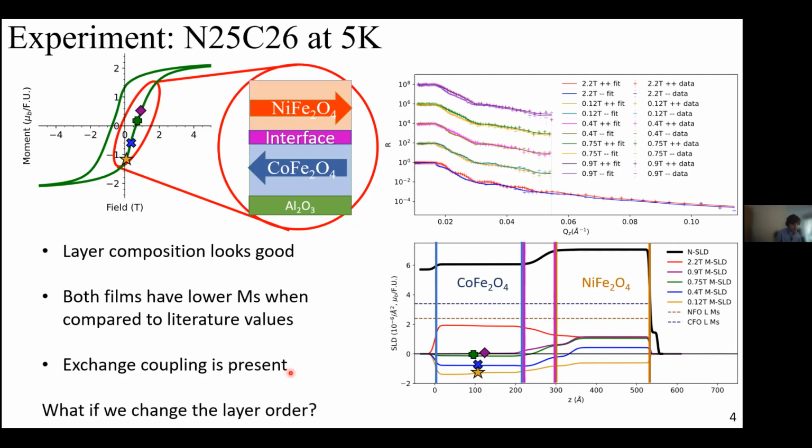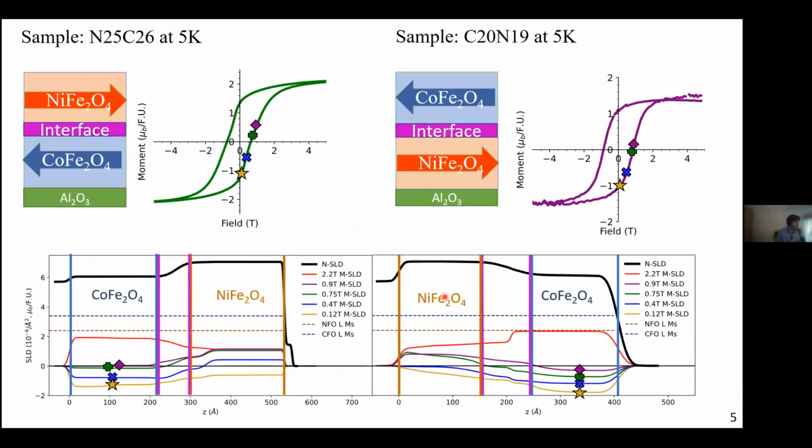And so now what I want you to remember is, again, at the start of this talk, I said that we were interested in the effect that strain plays on the behavior of these materials. And we know that we expect the strain to be at this interface here with the substrate where the aluminium oxide is. And so now we asked ourselves what would happen if we change the layer order, i.e. we change which of the materials is actually strained. So we performed this experiment.